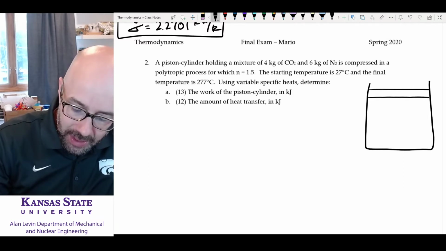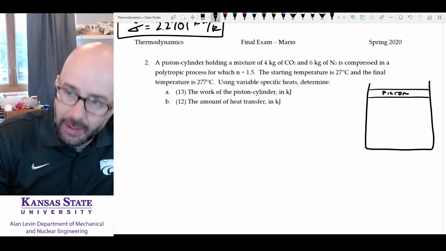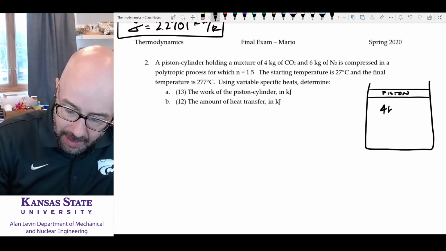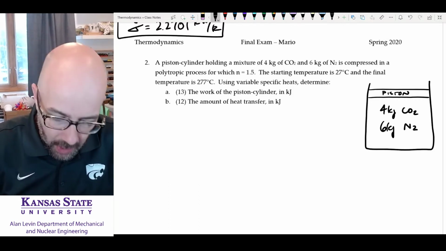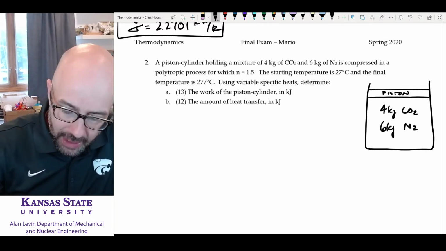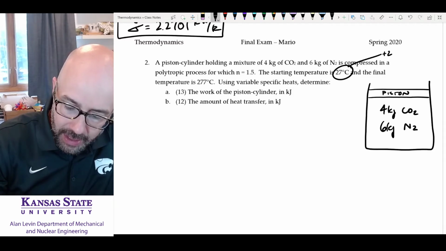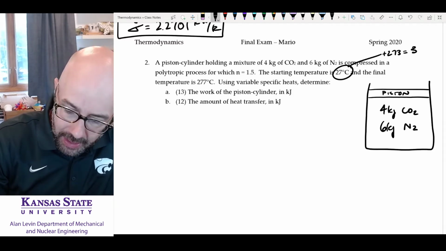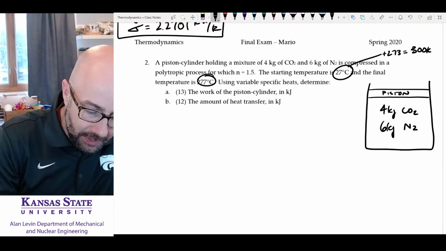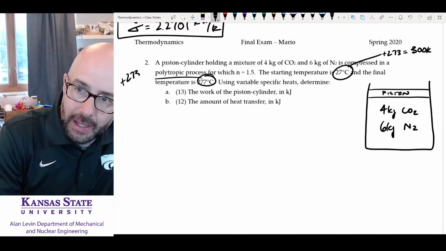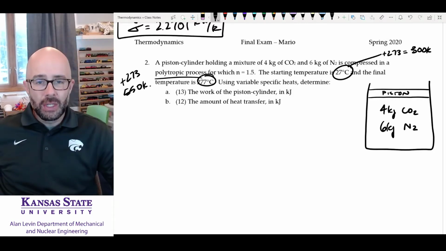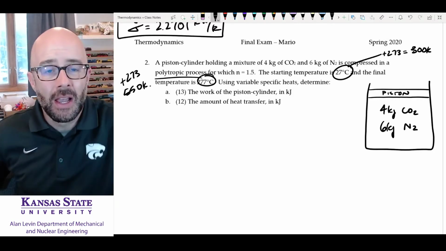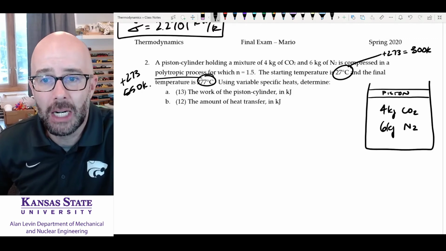So this is going to be a closed system piston here, and we're going to have 4 kilograms of carbon dioxide and 6 kilograms of nitrogen, compressed in a polytropic process. Okay, starting temperature is 27 degrees Celsius plus 273. Let's say that's equal to 300 Kelvin, and the final temperature is 277 plus 273. That's going to be equal to 550 Kelvin. Okay, using variable specific heats. So this is good. We're going to practice both constant and variable specific heats.